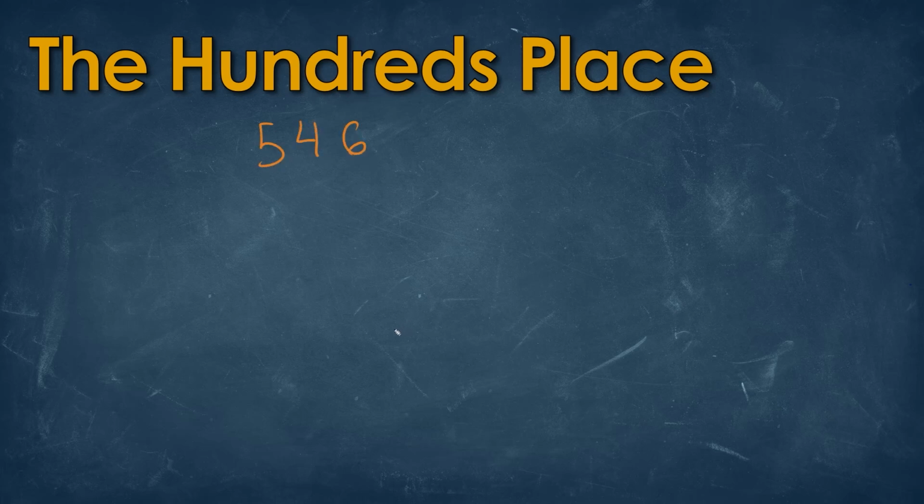So say for instance we have a value 546. Well, the number on the very right, we call that the ones place. We call this middle value the tens. And on the very left here, we call this the hundreds, and that's what we're going to take a look at.